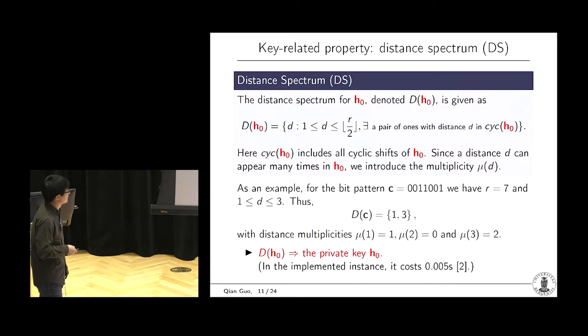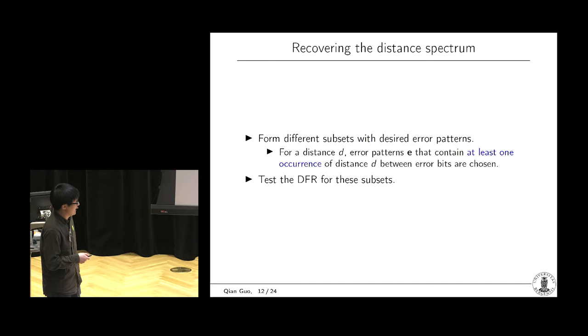Now if we know the distance spectrum, then we can recover the private key. This is not trivial, but we have some algorithm. It is implemented, and the performance is very good. So it's not the hard part. The hard part is to recover the distance spectrum. How to recover it? We need to build a good distinguisher to recover this distance spectrum.